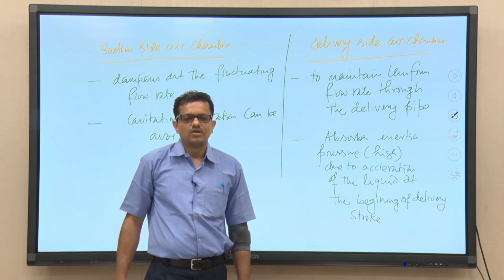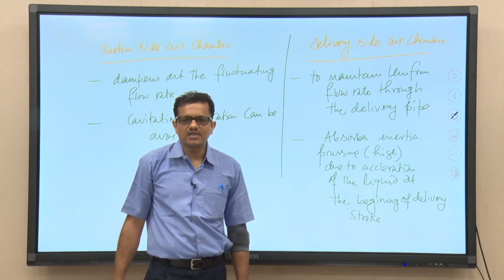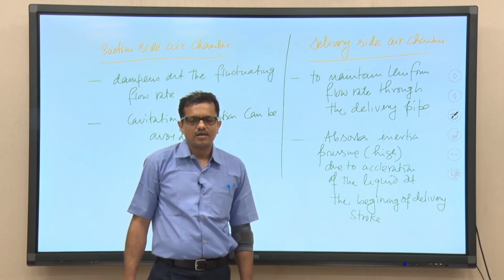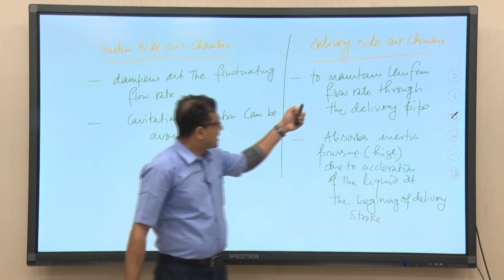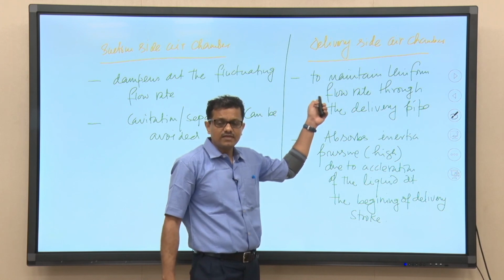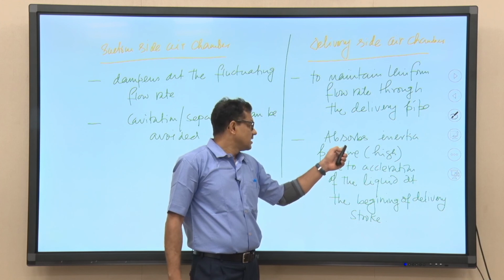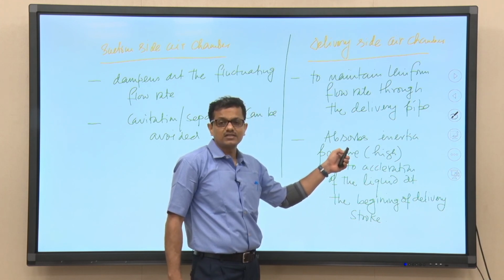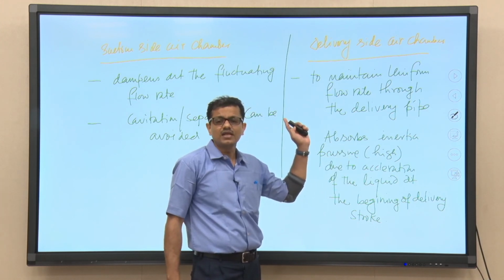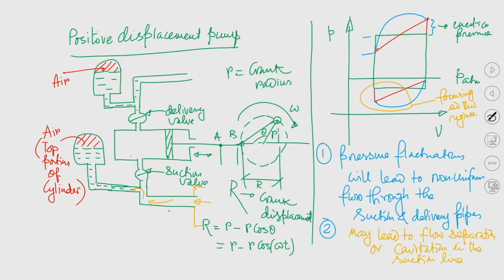but we can have uniform flow rate, which is very essential, and also the high inertia pressure due to acceleration will be absorbed by the air chamber. You can understand that high inertia pressure due to acceleration will be absorbed by the mass of air that is there at the top, and that energy will be released as and when needed.